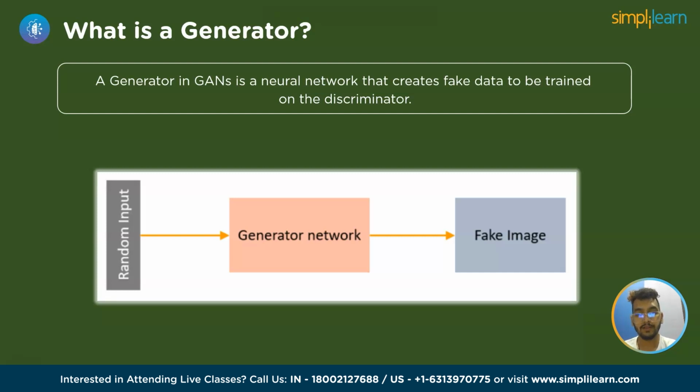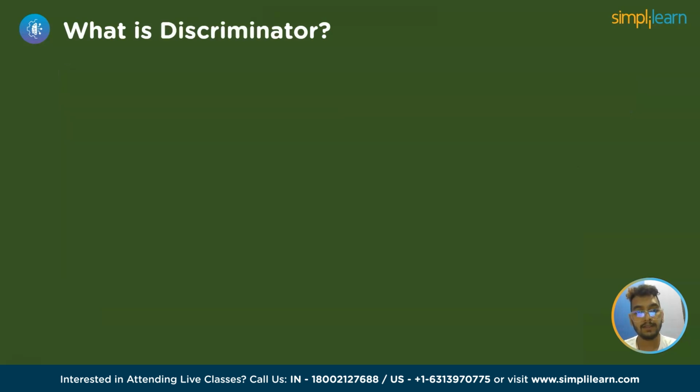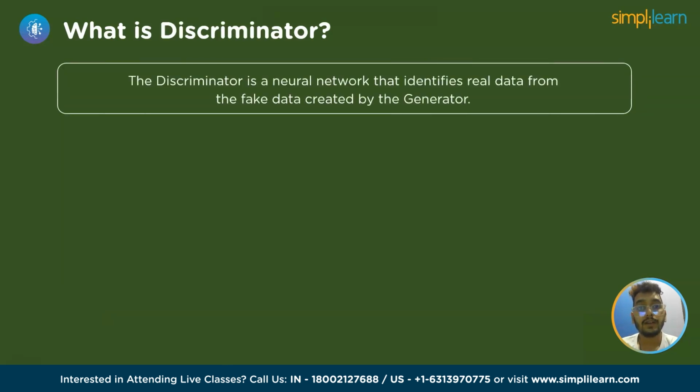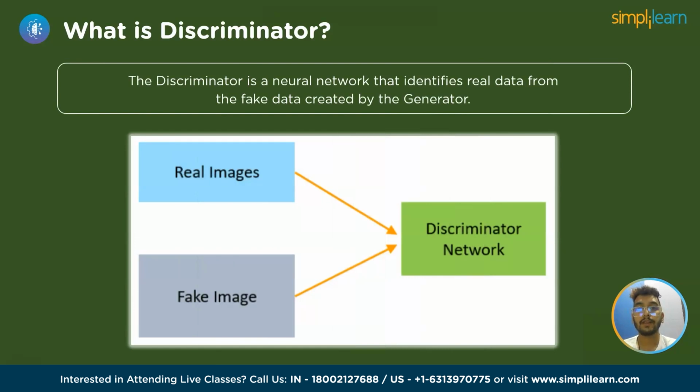So after seeing what is generator, let's see what is a discriminator. The discriminator is a neural network that identifies the real data from the fake data created by the generator. The discriminator training data comes from two sources. The real data instances, such as real pictures of birds, human currency notes, and anything else, are used by the discriminator as positive samples during training. The second one is the fake data instances created by the generator, which are used as negative examples during the training process. So the discriminator decides from the real images and the fake images generated by the generator which are fake and which are real.